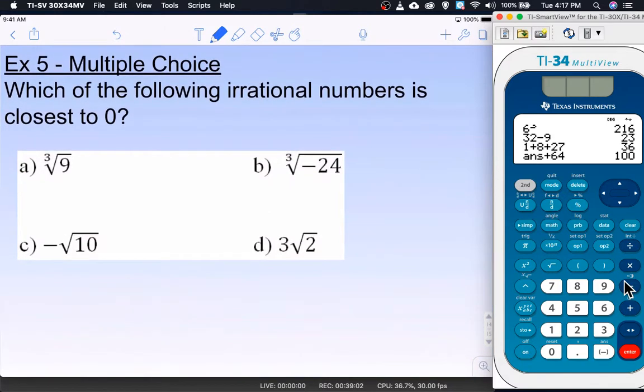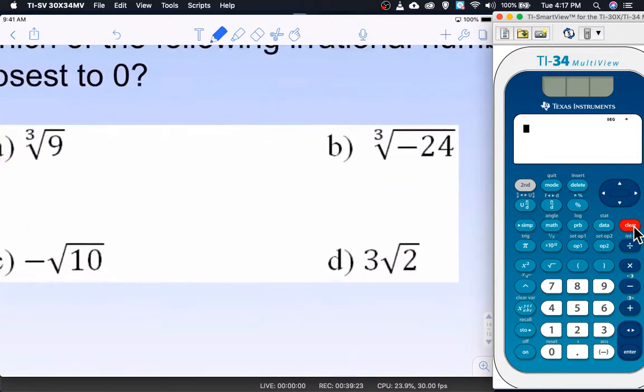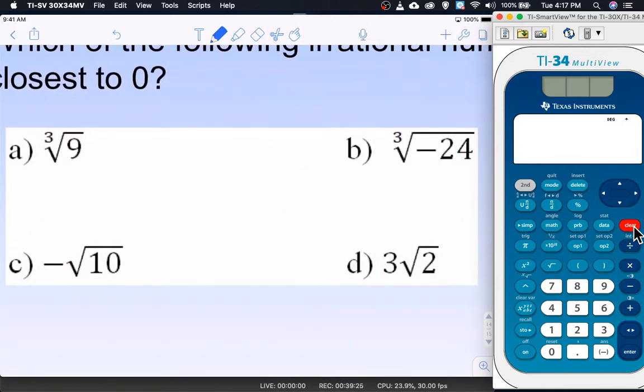Last question. Which of the following irrational numbers is closest to 0? Okay, so this kind of ties in what we were doing before, and I guess I have been cheating and using my calculator a little bit here. I'm going to try not to use my calculator here. I'm going to use my good estimation skills.